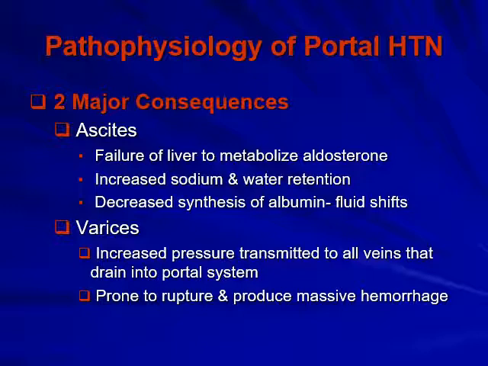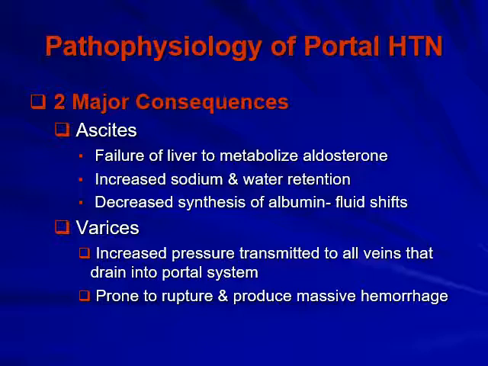So the ascites is the increased sodium and water retention, and what happens is the liver is unable to metabolize aldosterone. So we know that aldosterone is a hormone that's responsible for holding on to sodium and water. So if the liver cannot metabolize aldosterone, we're going to hold on to more sodium and water. There's going to be more aldosterone left in the body because it's not getting metabolized.